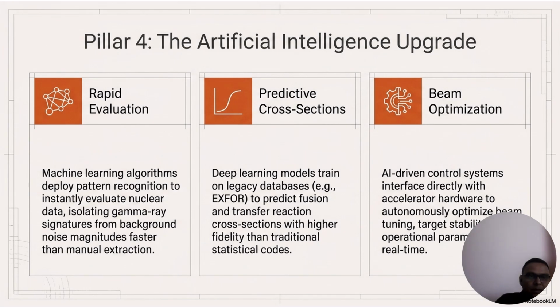The artificial intelligence upgrade. Rapid evaluation: machine learning algorithms deploy pattern recognition to instantly evaluate nuclear data, isolating gamma ray signatures from background noise magnitudes faster than manual extraction. Predict cross-section: deep learning models trained on legacy databases predict fusion and transfer reaction cross-sections with higher fidelity than traditional statistical codes. Beam optimization: AI-driven control systems interface directly with accelerator hardware to autonomously optimize beam tuning, stabilizing operations in real time.